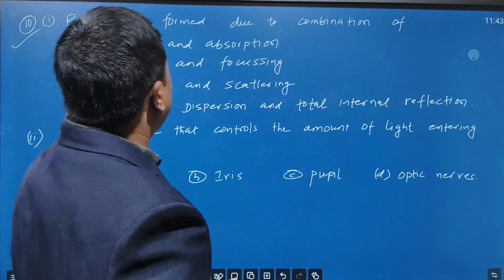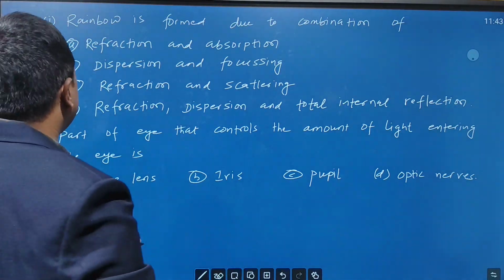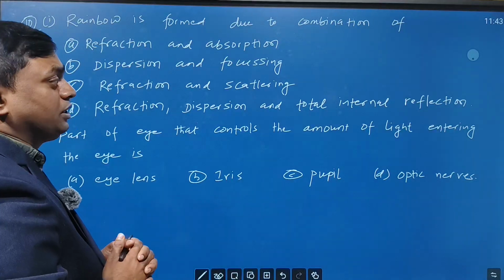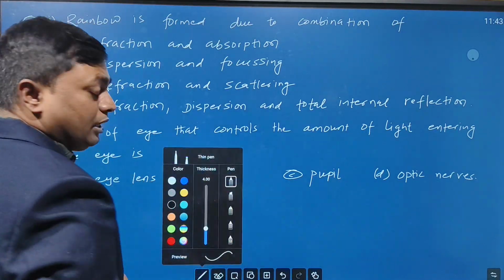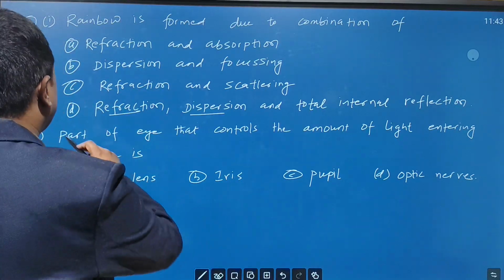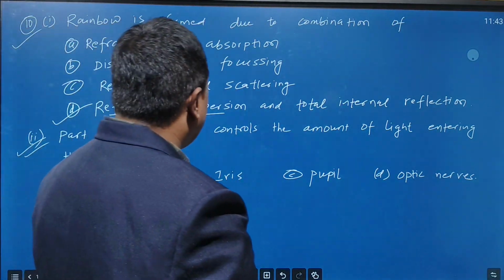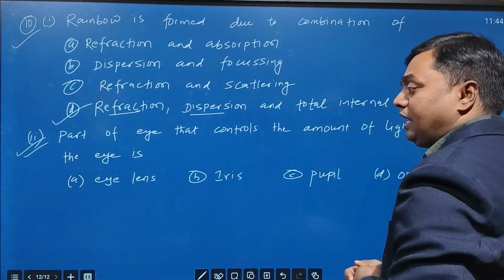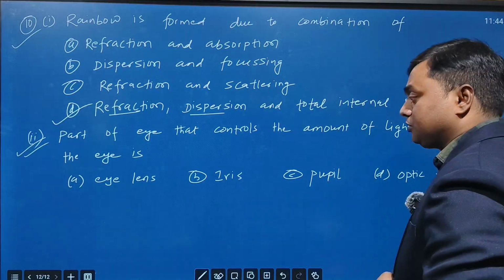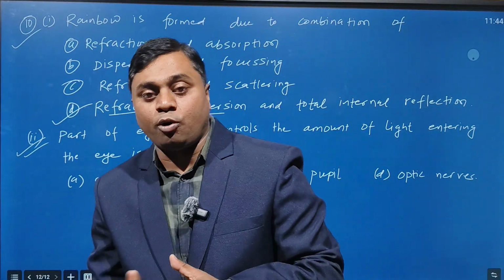Next MCQ you can check. A rainbow is formed due to a combination of: first, refraction and absorption; second, dispersion and focusing; third, refraction and scattering; and fourth, refraction, dispersion and total internal reflection. The best option is refraction, dispersion and total internal reflection. D option. Next question. The part of the eye that controls the amount of light entering the eye is: eye lens, iris, pupil, or optic nerves. The answer is iris.